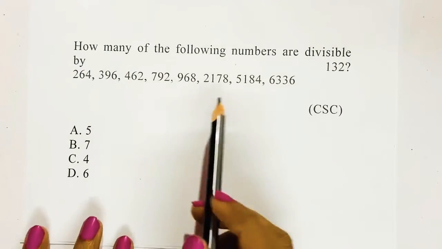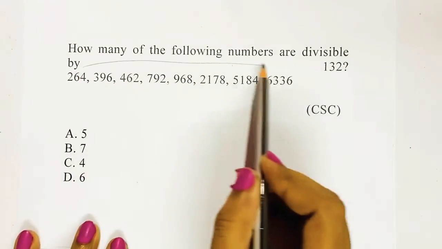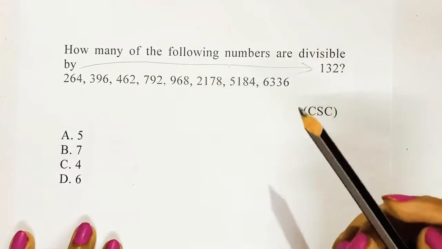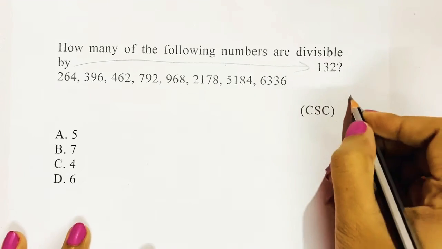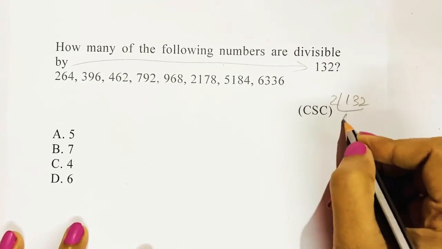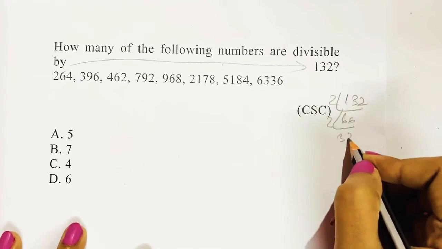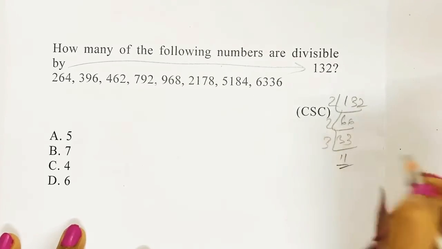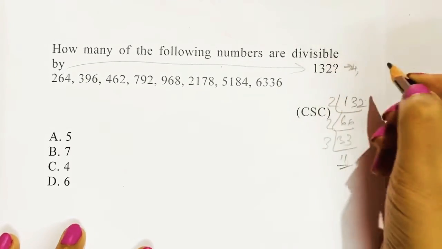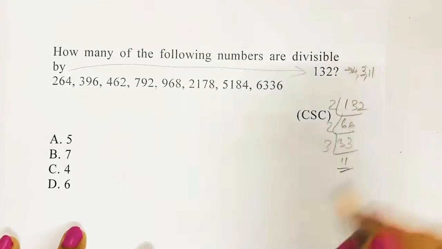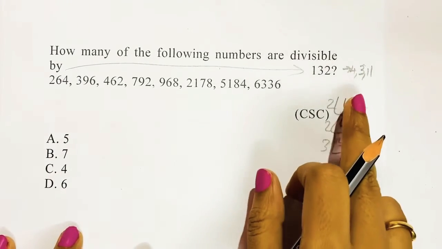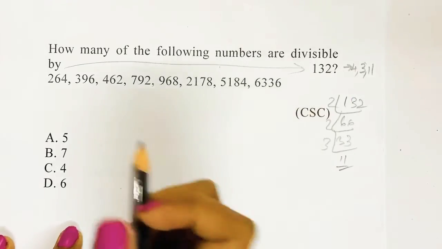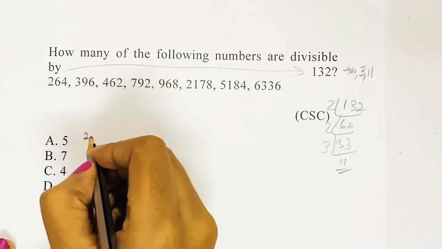How many of the following numbers are divisible by 132? To check whether a number is divisible by 132, we have to know the factors of 132. The factors of 132 are 4, 3 and 11. So if a number is divisible by 4, 3 and 11, then the number is said to be divisible by 132. Let's take the first number, 264.